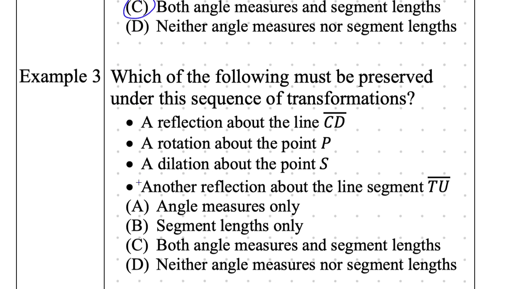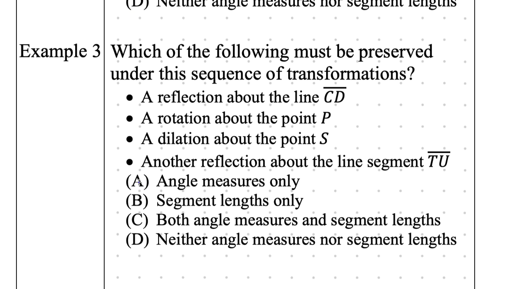We're good. Example number 3. We have a reflection, a rotation, a dilation, and then a reflection. Lots and lots of things. What are you guys thinking? The ones have it. Yeah, it's angles, because we have a dilation, which throws out lengths. So this dilation will throw out lengths, and everything else is preserved.